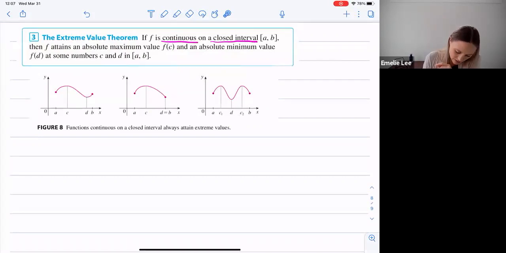Okay? And so those maximums might be in the interval, and now we're talking about the minimums here, right? Maybe the minimum is at the endpoint, right? So the max and the min will always happen, but they can happen anywhere in the interval, including at the endpoints. Okay.